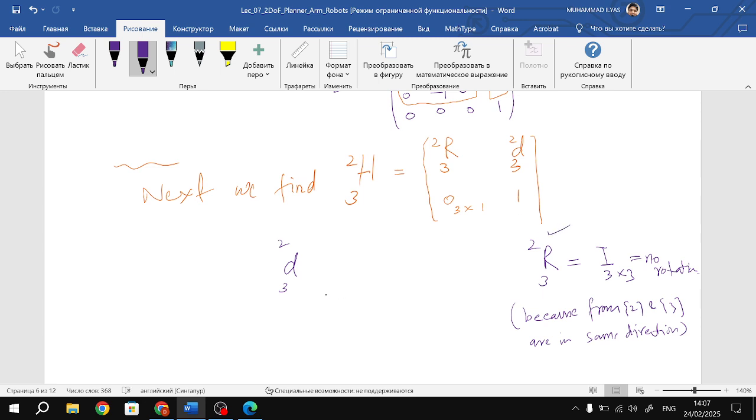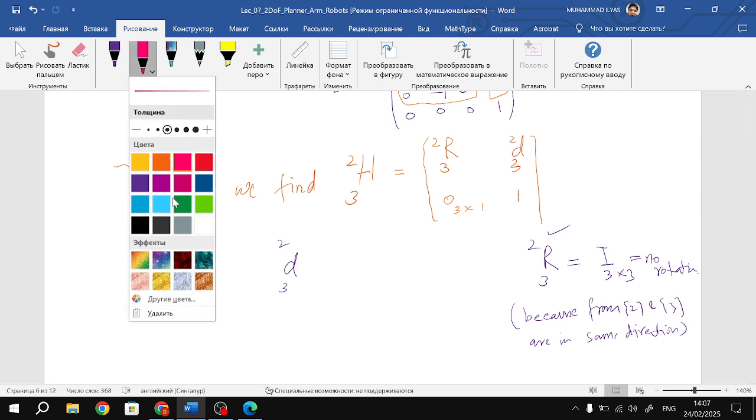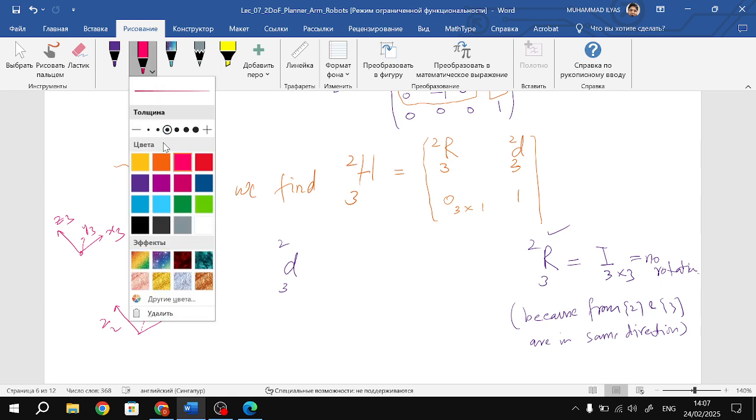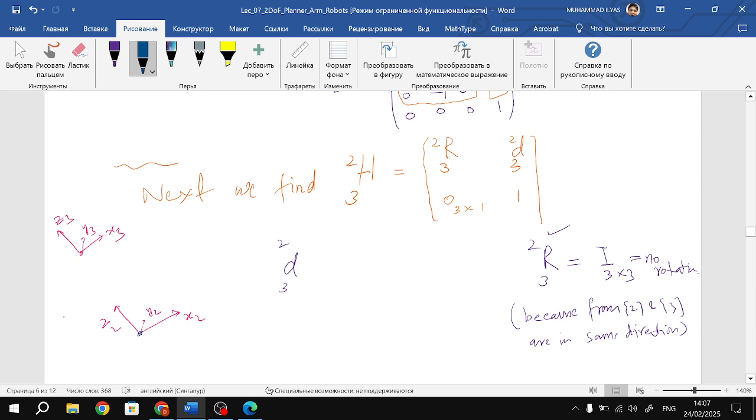What about the displacement? Let me redraw our frames again over here. Our frames 2 and 3 look like this. This is our x2, this is our z2, and here we have the same directions x3 and z3, and that was our y2, and that is our y3. The displacement vector is from here to here. We call it our joint variable D3. That is D3, right? Changing.